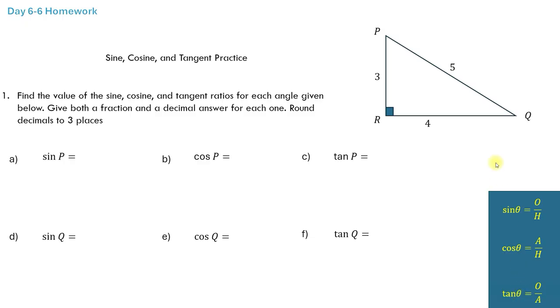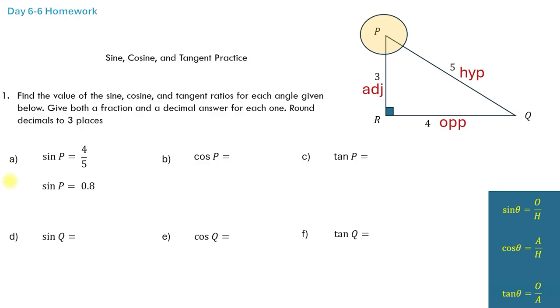Okay, so here's our triangle. And our first question, A here, looks for the sine of angle P. In fact, A, B, and C all deal with the angle P. So P becomes our reference angle. So the sine of P is opposite over hypotenuse. There's our labels for each of the sides. Opposite over hypotenuse becomes 4/5, which is a decimal of 0.8.